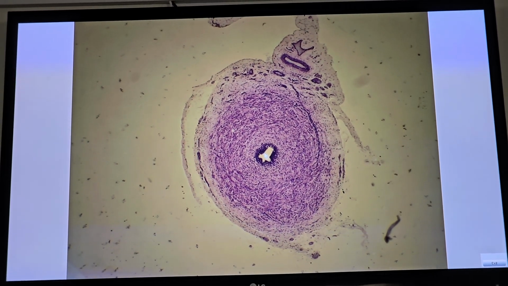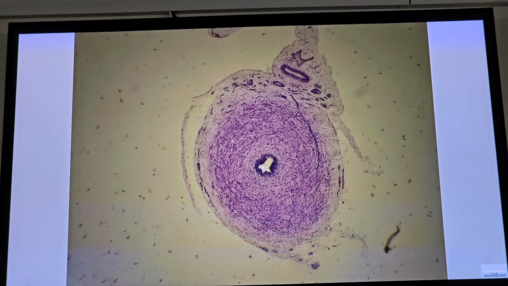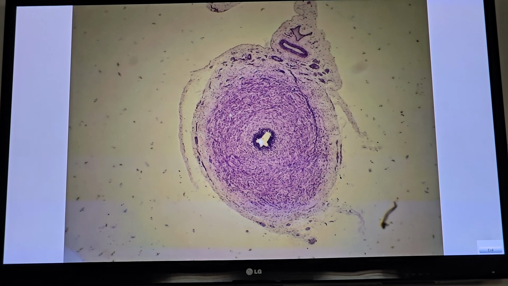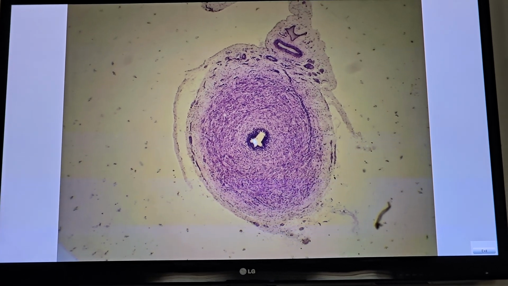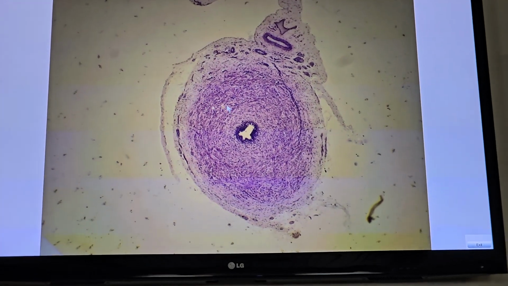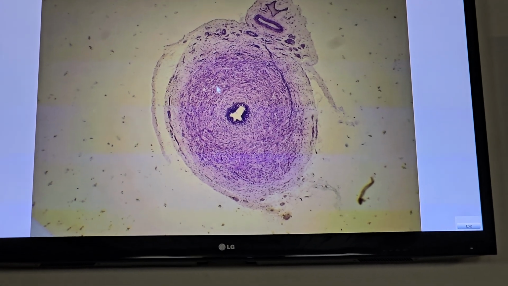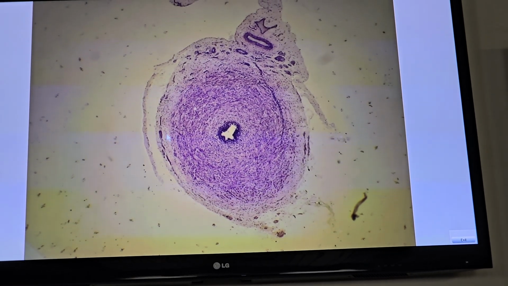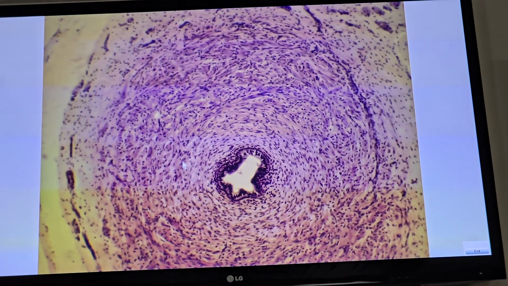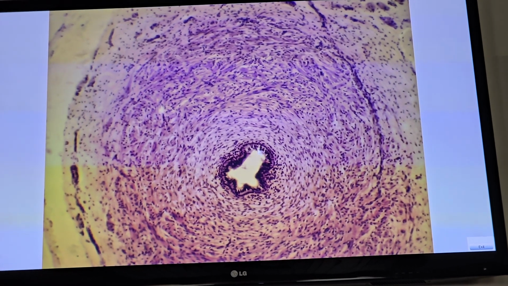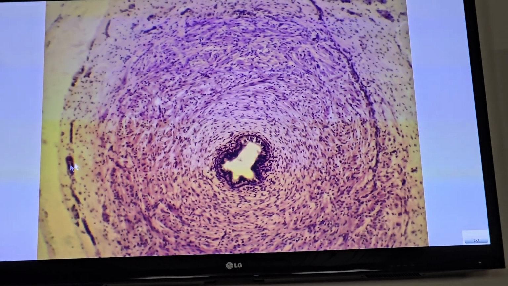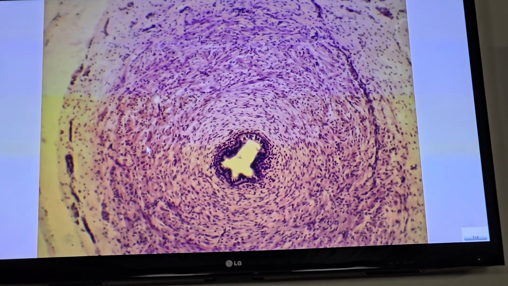The lining epithelium is simple columnar epithelium consisting of two types of cells, secretory cells and ciliated cells. Beneath lamina propria, the muscular layer consisting of circular and longitudinal layer, and then serosal. This is simple columnar epithelium, muscular layer found within the wall of the oviduct or uterine tube.